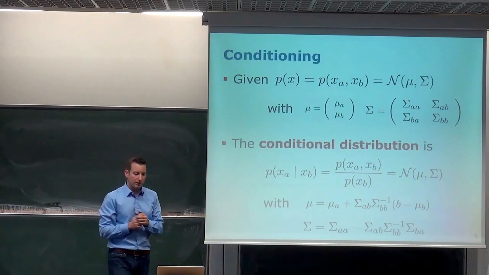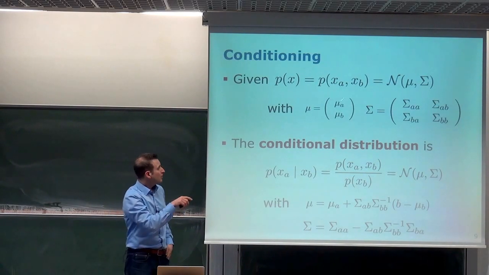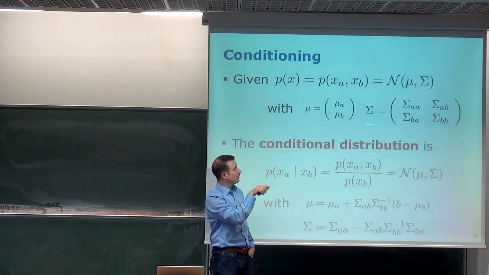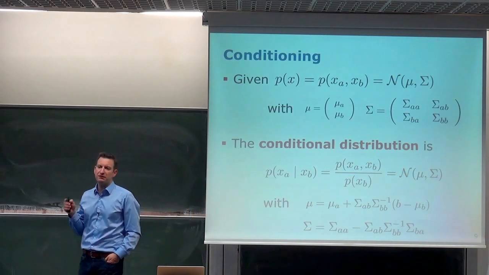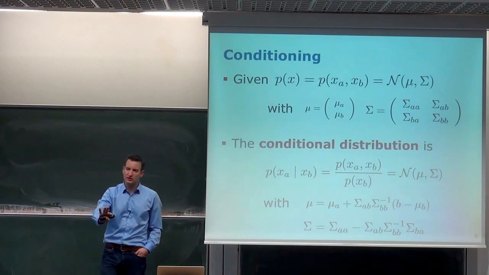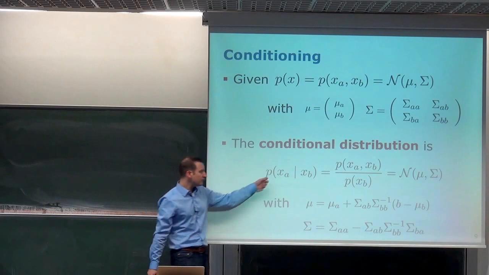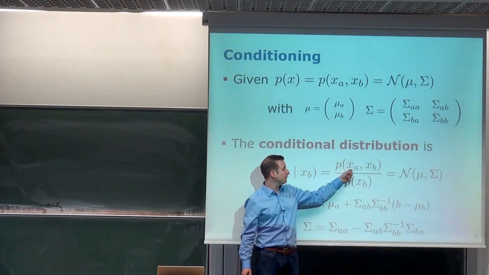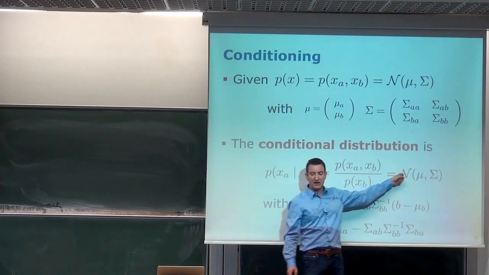Conditioning is a bit more tricky, a bit more complicated. So what I want to do now is compute, given the joint belief with the same parameters as before, P of XA given XB. So assuming I know the distribution about XB, how can I exploit this to estimate XA? P of XA given XB is the joint distribution P of XA and XB divided by P of XB. And this is a Gaussian again.